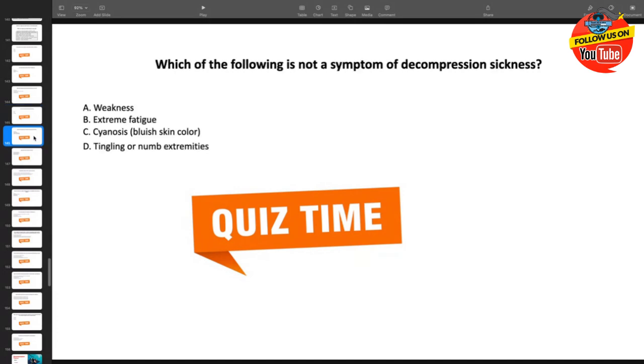Adam, which of the following is not a symptom of decompression sickness, or DCS? Exactly. Now, Megan, what is cyanosis? There are 2 different conditions I can think of that would cause cyanosis. What are they? Hypoxia and hypercapnia. The skin gets red, so it's not that.